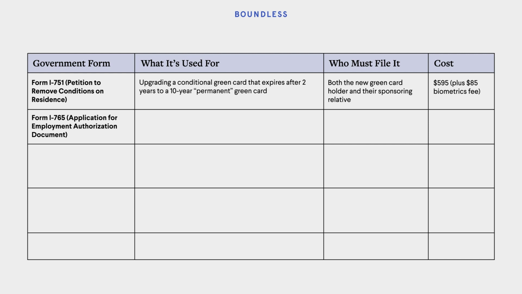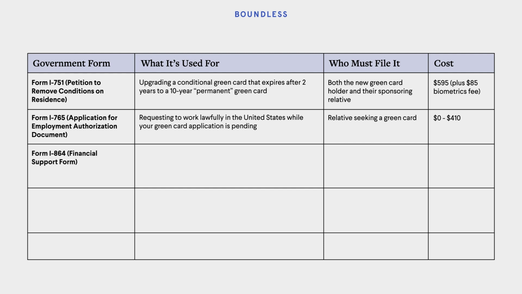Form I-765, Application for Employment Authorization Document. This form is a request to allow an applicant to work lawfully in the U.S. while their green card application is pending. It's filed by the relative seeking a green card and will cost $0 if the applicant has already paid the filing fee for Form I-485, otherwise it'll be $410.